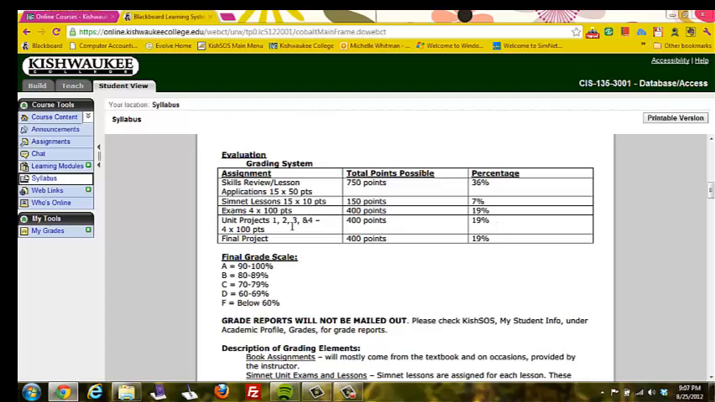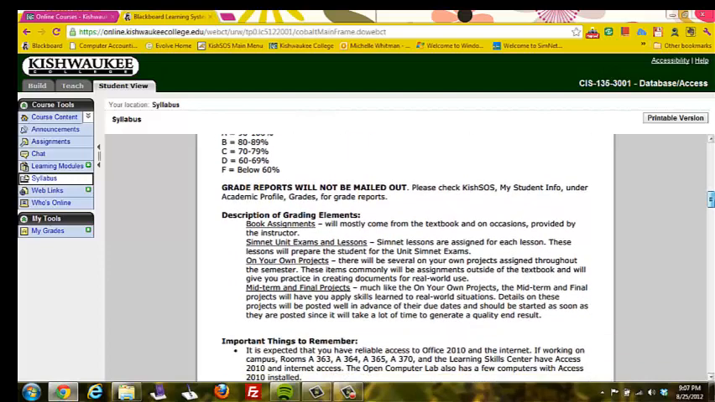We have 4 projects that you'll do at the end of each unit. Each is worth 100 points, and so that's 400 points. And then your final project that's going to be due at the end of the semester is worth 400 points. I have a grading scale of 90, 80, 70, 60, and below, so just a basic scale.